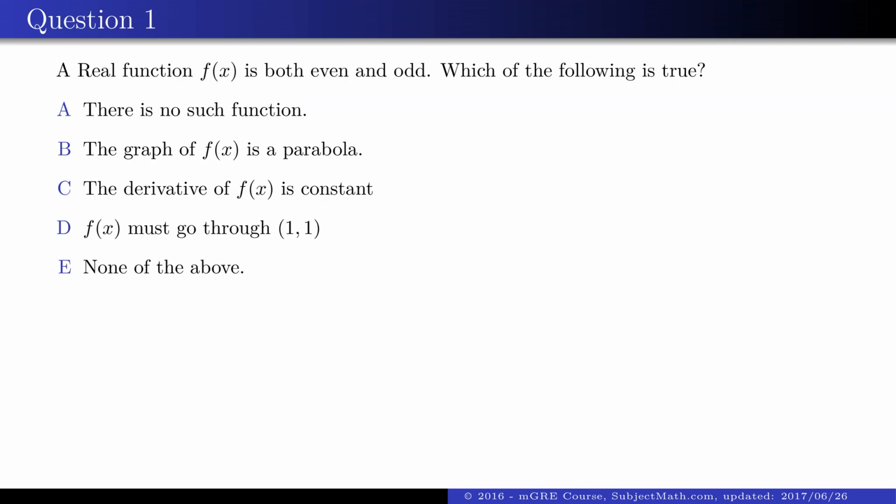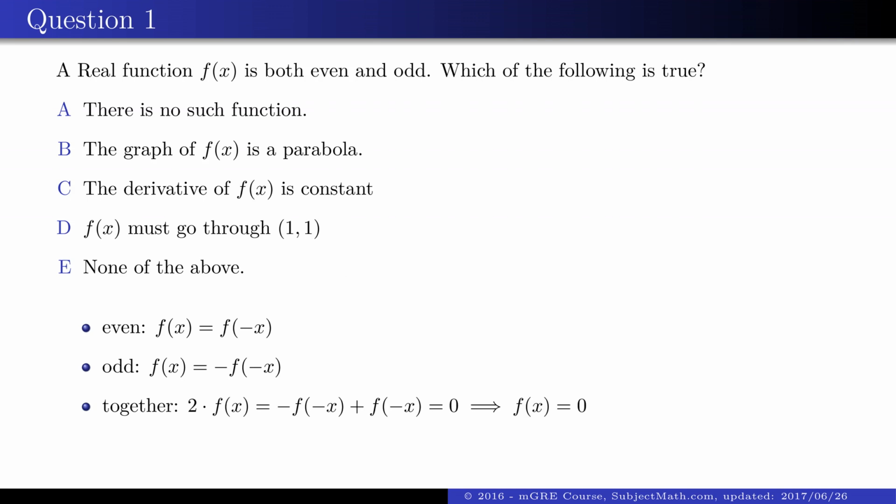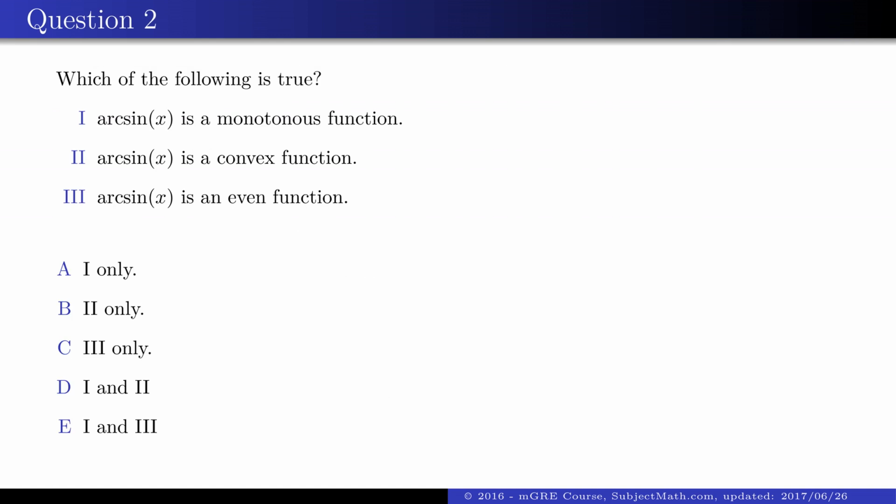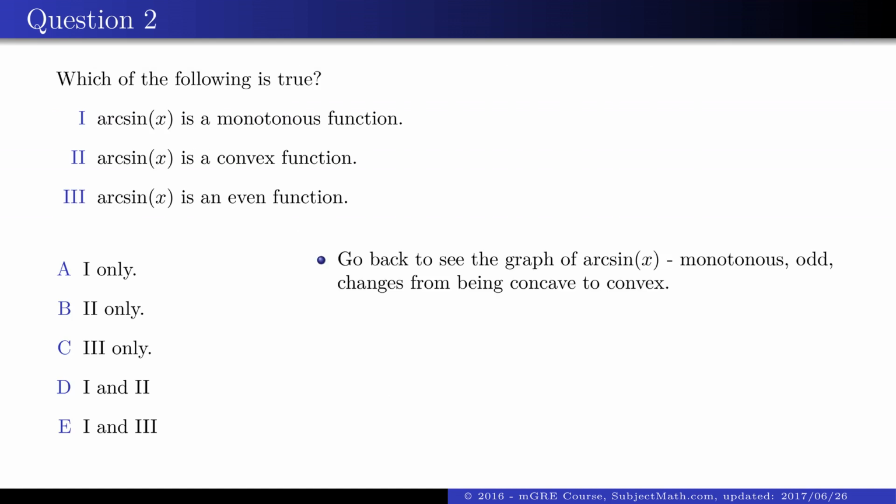Always remember the definitions of even and odd function. Graphically, it's easy to see that a function which is both even and odd is constant 0. So the derivative of f is constant as well. Very useful to draw yourself the graph of arcsine and conclude the answer.